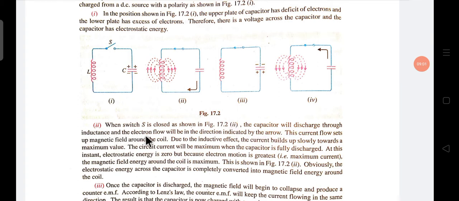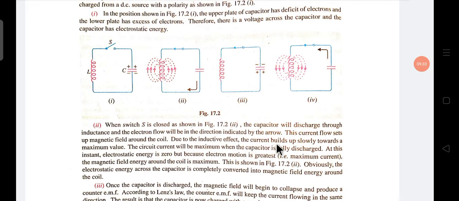The electron flow will be in the direction indicated by the arrow. You know, electron flow is always from negative to positive. That means where the amount of electrons is more, that is the negative end, and where the amount of electrons is less, that is the positive end. So electrons flow from the more electron end to the less electron end. So the current direction should be in this direction. You see, this is the current direction.